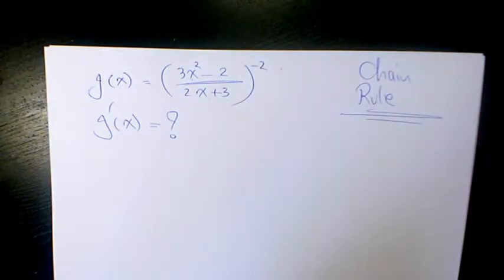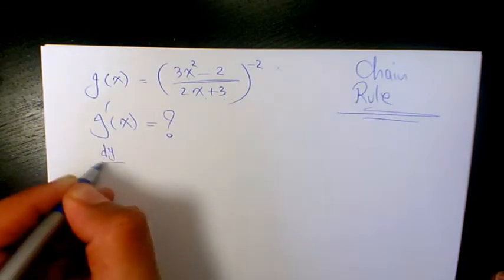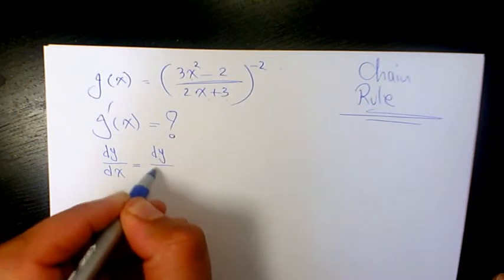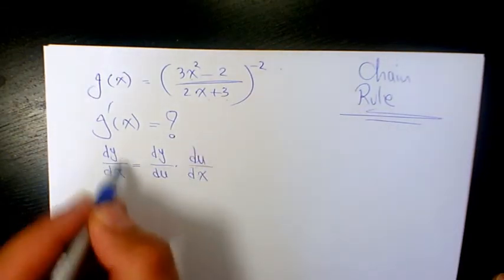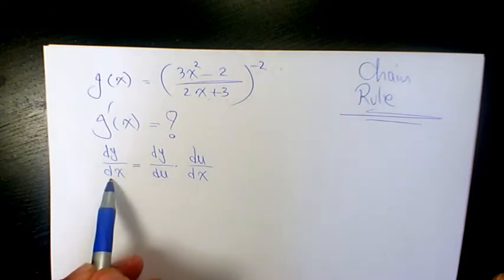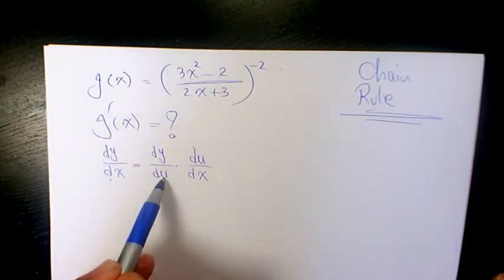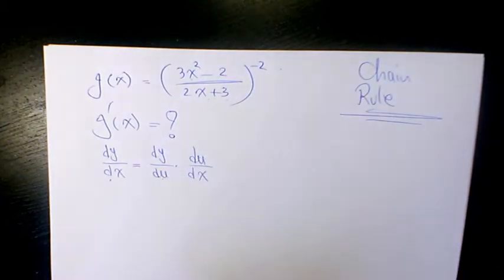What does that mean, chain rule? It means that if you want to find the derivative of y with respect to x, if y is a function of u and u is a function of x, you can find the derivative of y with respect to x using the derivative of y with respect to u multiplied by the derivative of u with respect to x.